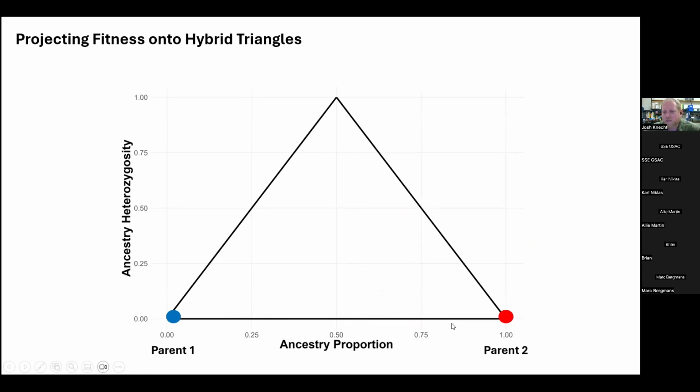But this is just the probability that an allele at a given locus comes from parent two. So this axis is defined by parent one on the left, which has no parent two alleles, and parent two on the right, which is all parent two alleles. And then the second axis here is ancestry heterozygosity. This is just the probability that a locus has one allele from one parent and the second allele from the other parent. And this upper point is defined by the F1s, which are heterozygous for ancestry at all loci.